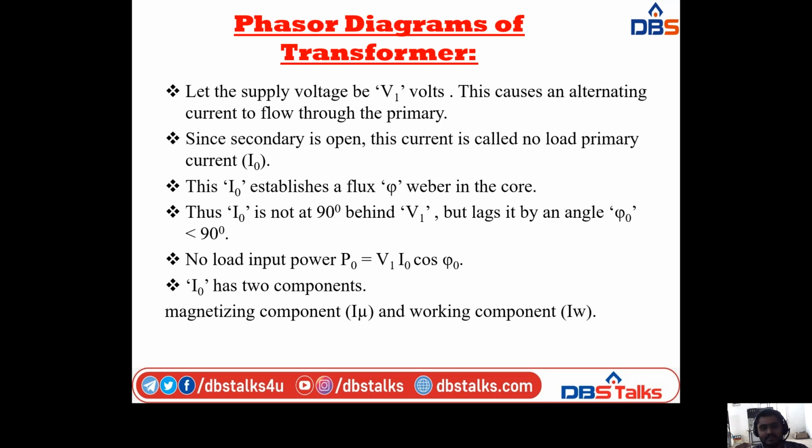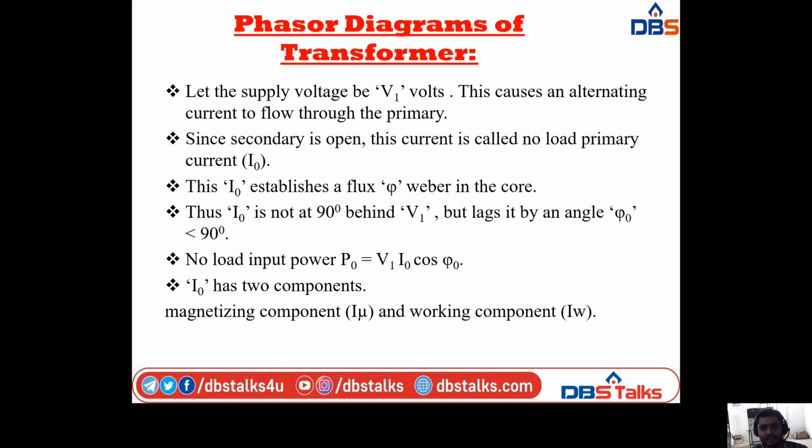Whenever we have the supply voltage, it causes an alternating current to flow through the primary, and the secondary is open, so the current is called the no load primary current, I0. This I0 establishes a flux phi in the core.